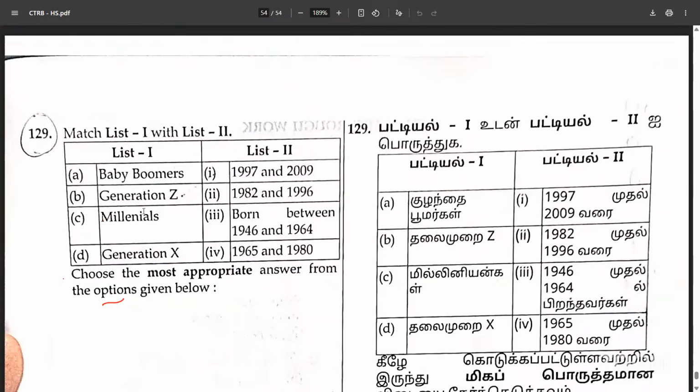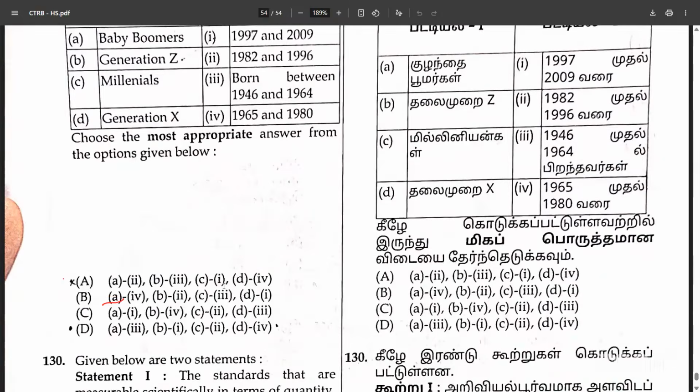Then we have the 129th question, which is asking you to arrange them. Baby boomers were called in which year? So Gen Z, millennials, and Gen X. When we talk about baby boomers, they were actually post World War II. After the World War II, the people who were born were called baby boomers. So the correct answer, A will be matched with born between 1946 to 1964.